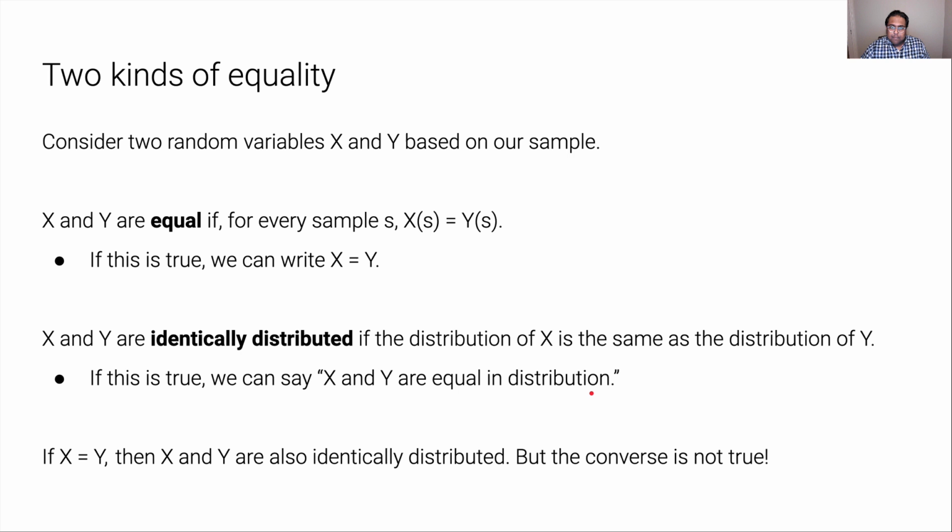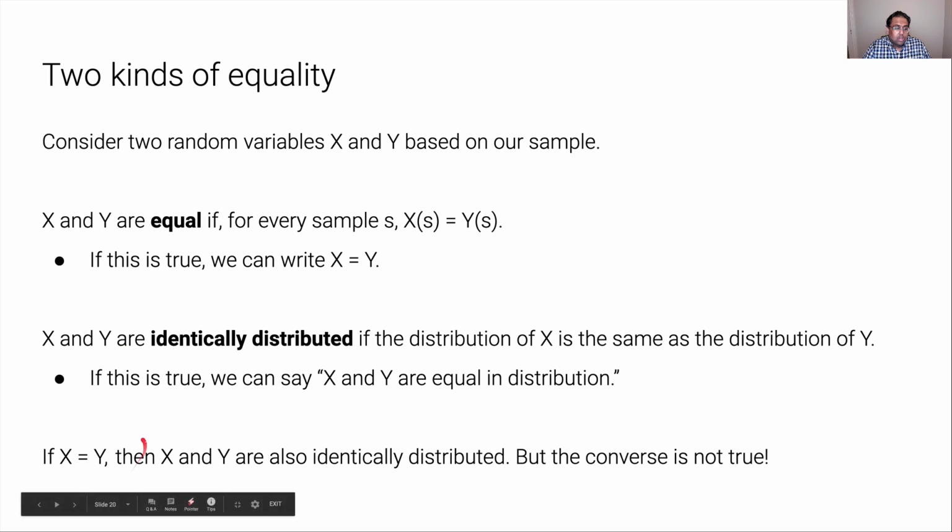Let me give you another example. Let's suppose X and Y are the number of pips we see on two rolls of a die. So X is the number of pips we see on the first roll, and Y is the number of pips we see on the second roll. X and Y are not necessarily equal, right? Because the number of pips we see on the first roll could be different from the number of pips we see on the second roll. But both X and Y have the same distribution. They both take on the value 1 with probability 1/6, they both take on the value 2 with probability 1/6, and so on and so forth. So in that dice example, and in the example we talked about in the last slide, we would say X and Y are equal in distribution, but not equal.